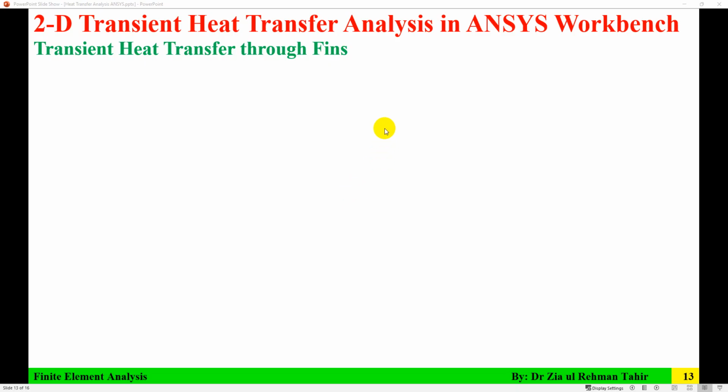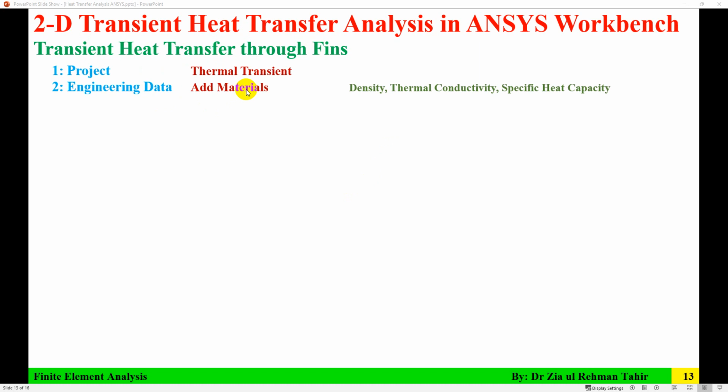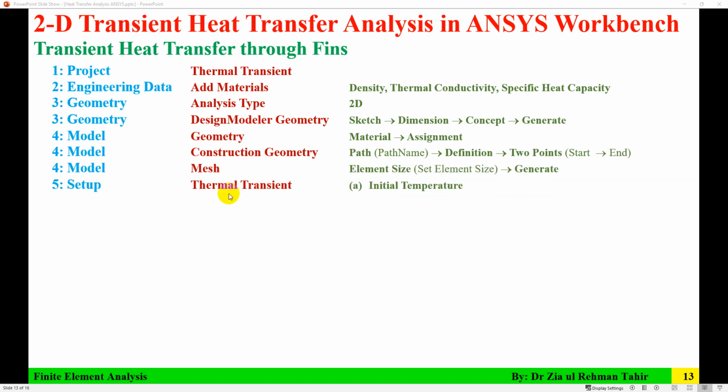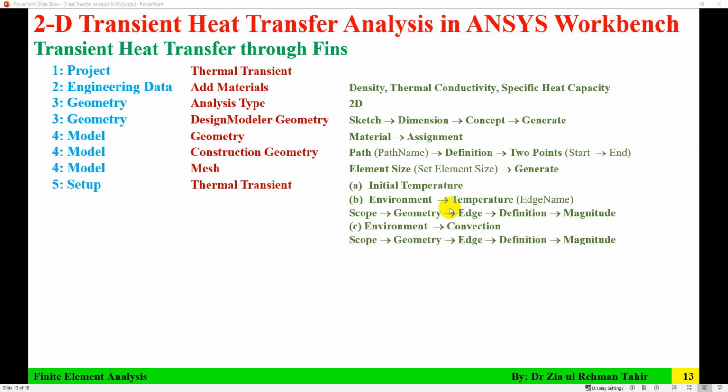Okay, so the steps to perform the heat transfer analysis through the fin. The first one, in ANSYS Workbench, you need to start a transient thermal project, then engineering data, add material, then geometry, create a geometry, and then in the model assign materials to that geometry, and then create a path so that you can plot the results, then mesh. Then in the setup, you need to go for thermal transient and apply initial temperature, then apply temperature boundary condition, then apply convection boundary condition.